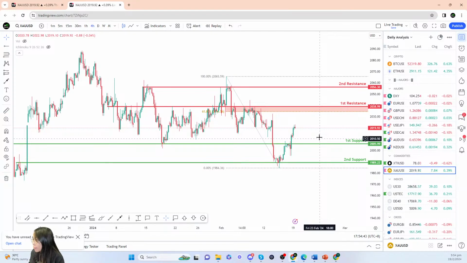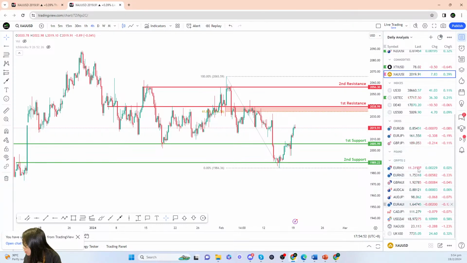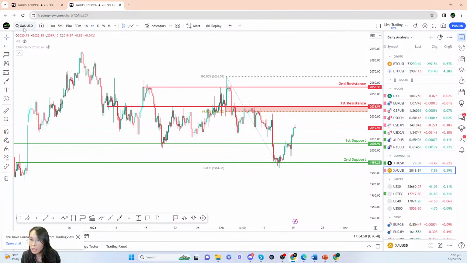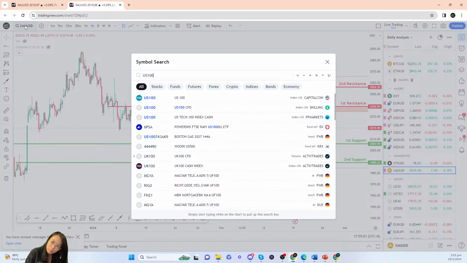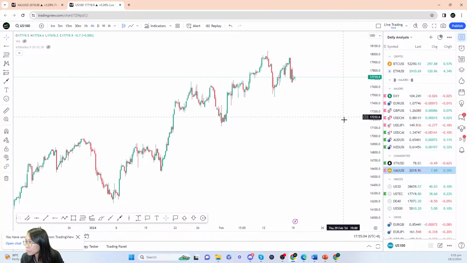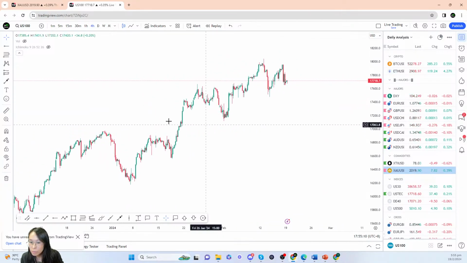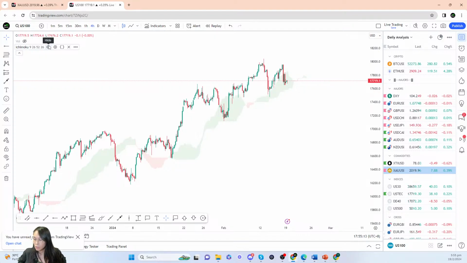Next up will be US 100. There's no US 100 in my chart. Okay, now this is the US 100 chart. It's currently in the Ichimoku cloud. It could turn bearish, so this momentum could change also for the US 100.